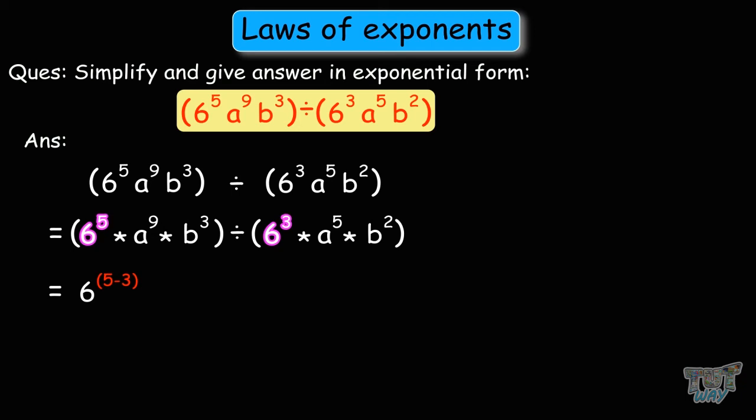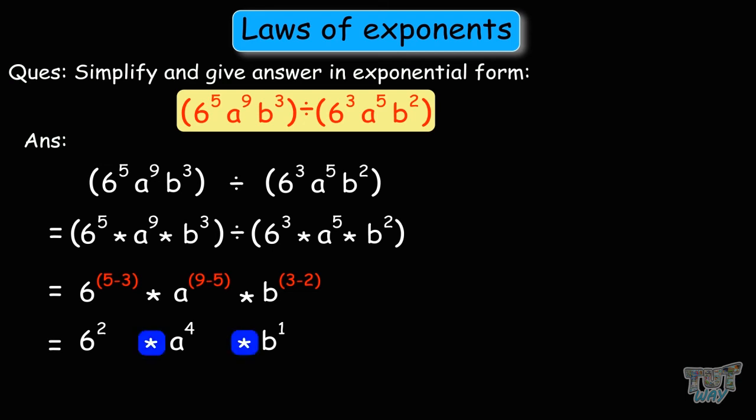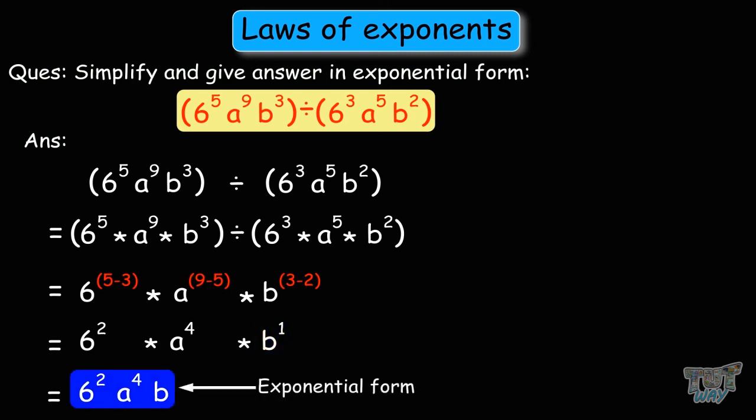Then next, a to the power 9 and a to the power 5 becomes a to the power 9 minus 5. And then b to the power 3 and b to the power 2 becomes b to the power 3 minus 2. Perform the subtraction of exponents and we will end up with 6 to the power 2 times a to the power 4 times b to the power 1. Or you can simply remove the multiplication signs. And remember, b to the power 1 is just b. And this will be our final answer in exponential form.